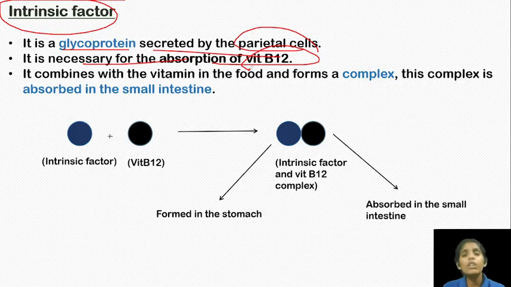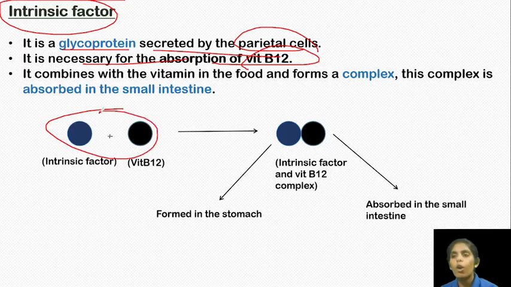Vitamin B12 is required. And if the vitamin B12 has to be absorbed into the blood circulation, the presence of the intrinsic factor is a must. We get the vitamin B12 from the food we eat, and the intrinsic factor is secreted by the parietal cells of the stomach.